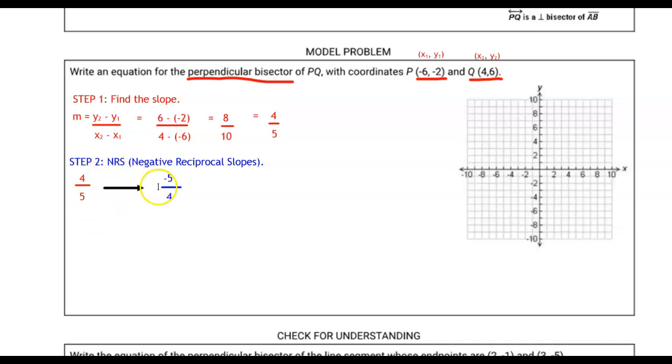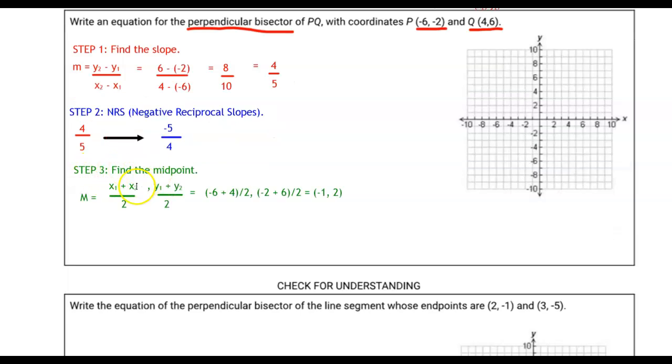Our third step is to find the midpoint. So this is kind of a tour through all of the different coordinate formulas that you used in a couple of units ago. You can see step 3 here where the midpoint is x1 plus x2 over 2, y1 plus y2 over 2, we substituted and simplified, and we got -1, 2.